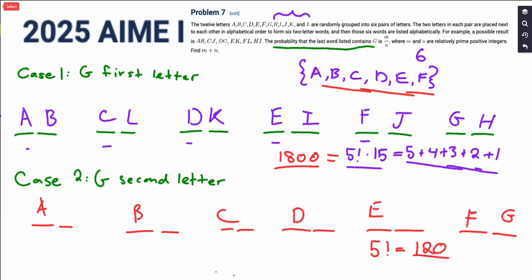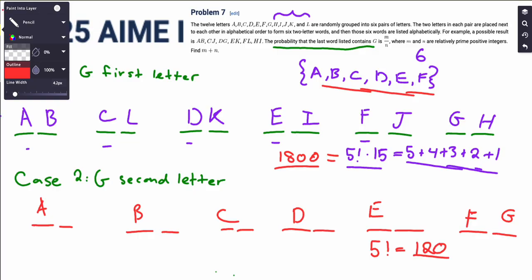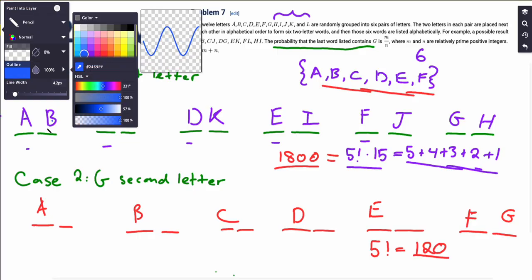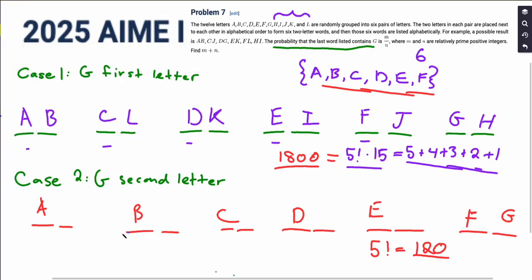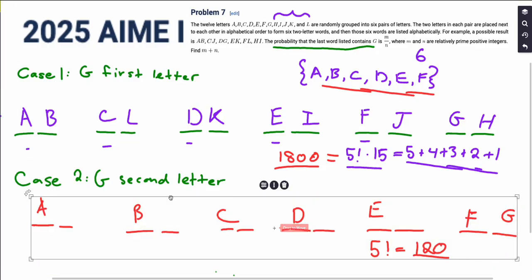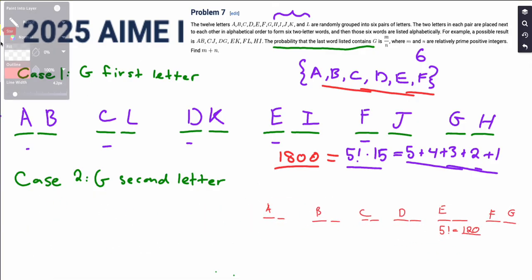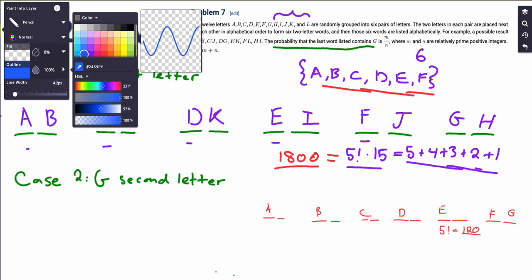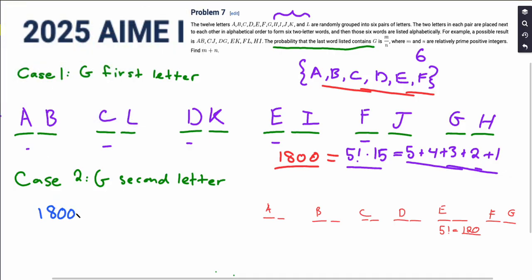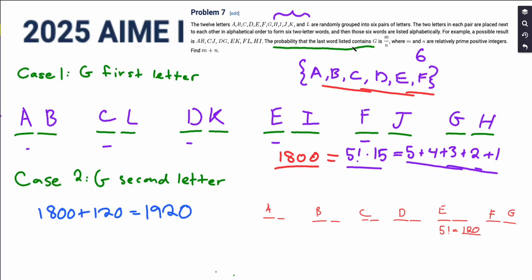So in total, from case 1 and case 2, we have a total of 1800 plus 120, or 1920 ways to do this. Okay, well, what's the denominator of our fraction? How many total ways are there to actually do this?